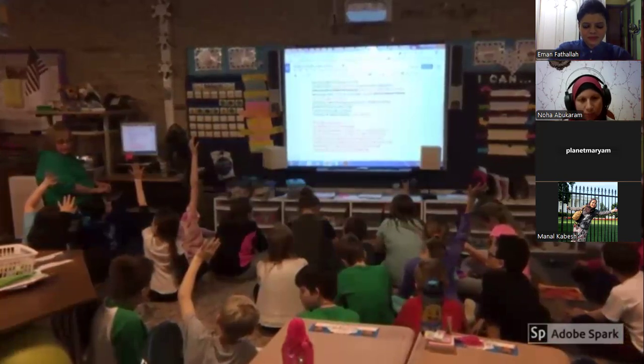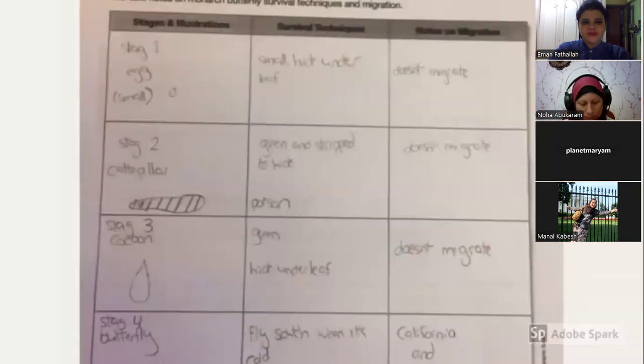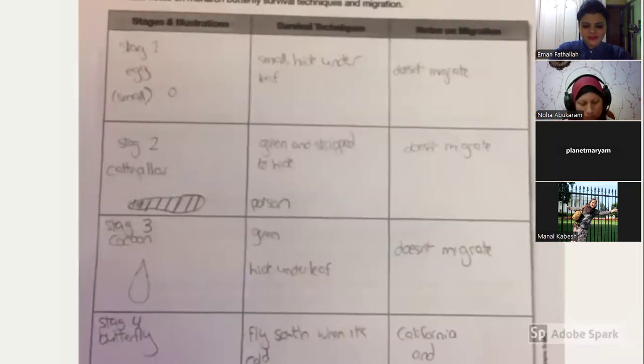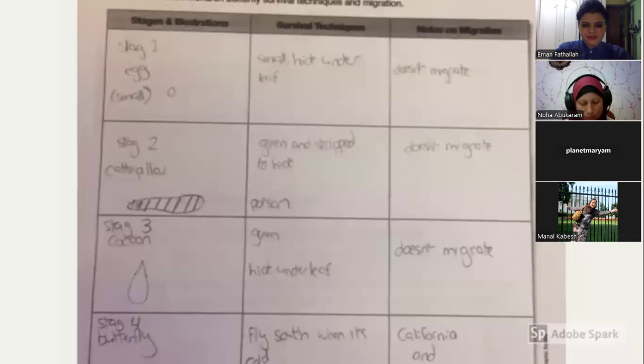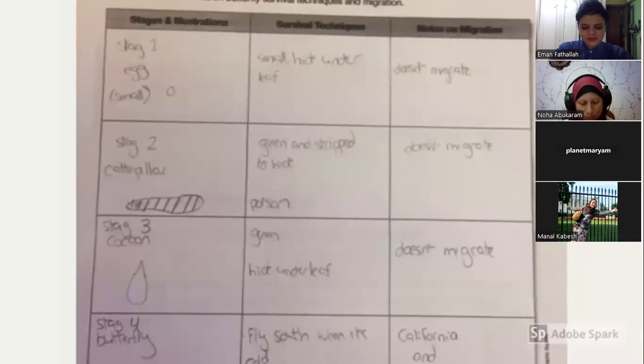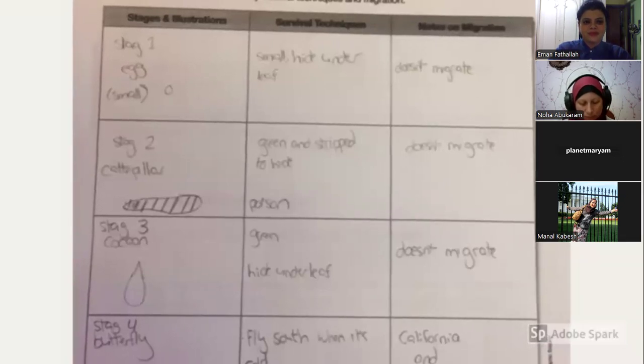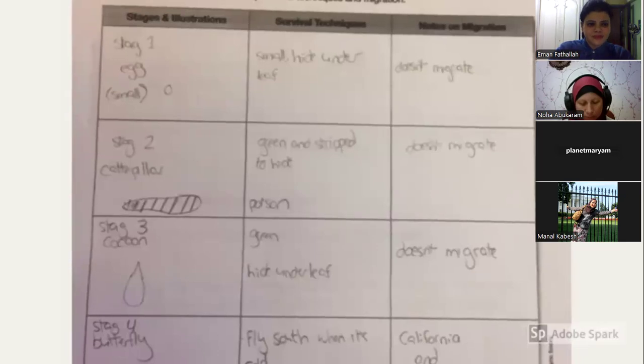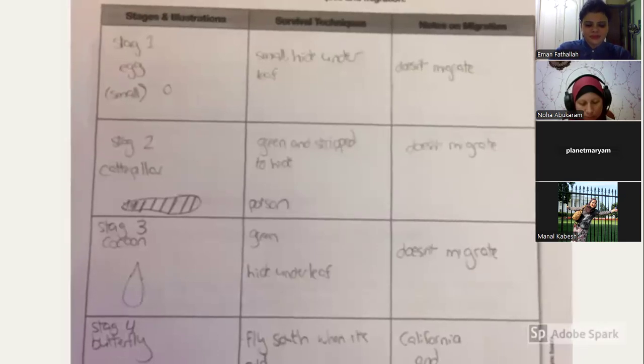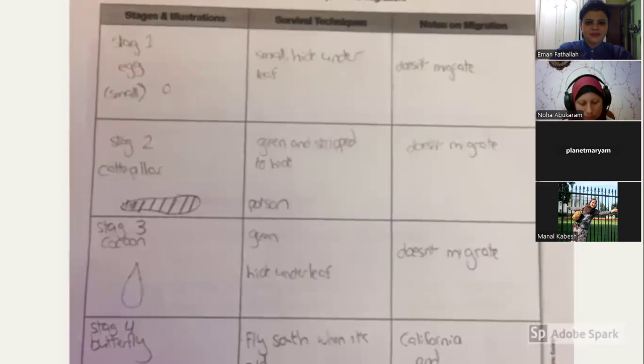So we started by listing what we knew about monarch butterflies. We found out we really didn't know very much at all about monarchs, and so we turned to the National Geographic Monarch Butterfly Life Cycle and Migration Lesson Plan. It's really, really well done, and the note-taking sheet that goes along with it worked well for all of my students because it asked for words and illustrations.